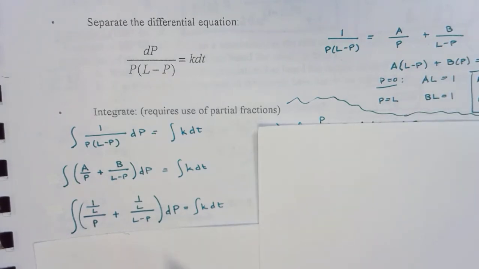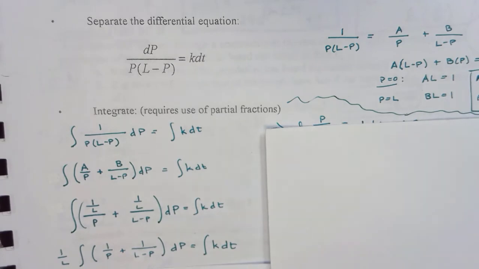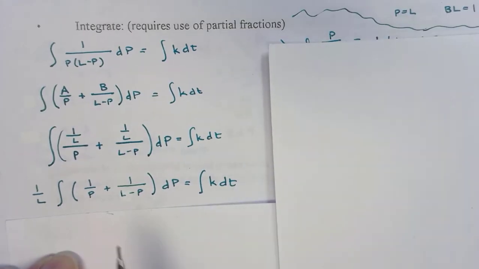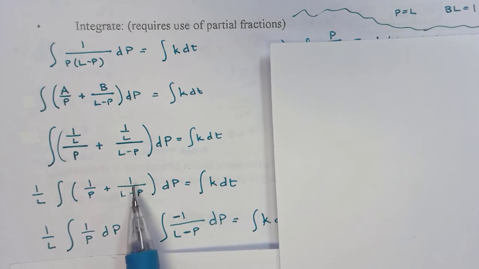And using the method of partial fractions, we get A to be 1 over L and B to also be 1 over L. So the integral of 1 over L over P plus 1 over L over L minus P with respect to P is equal to the integral of K dt. Now, let us remember, L is a constant. Therefore, 1 over L can be brought out in front of our integral. And we know how to integrate this. Okay, the integral of 1 over P dP, we know what that is, plus the integral of 1 over L minus P dP. We are integrating with respect to P.